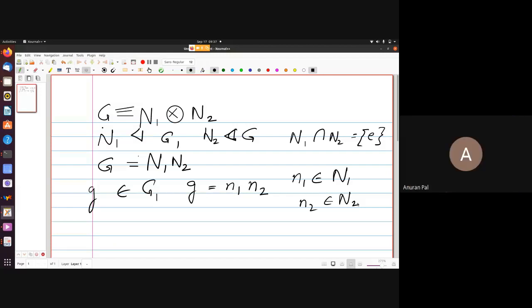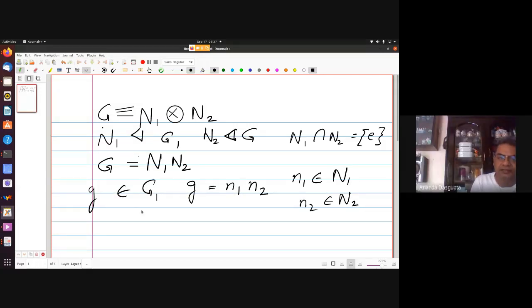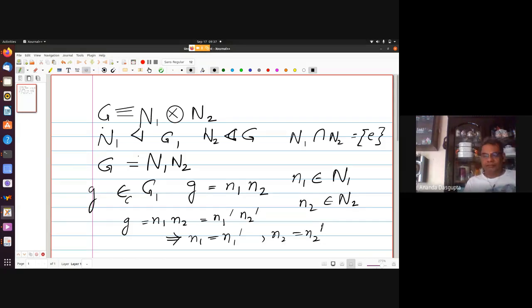What we actually showed on top of that is that this is unique, in the sense that if g is both n1n2 and n1'n2', with the same restrictions that n1 and n1' belong to capital N1, and n2 and n2' belong to capital N2 respectively, then n1 must be equal to n1' and n2 must be equal to n2'. For this, we did not need the fact that capital N1 and capital N2 are normal subgroups. All we needed was that the intersection of N1 and N2 is the identity alone.